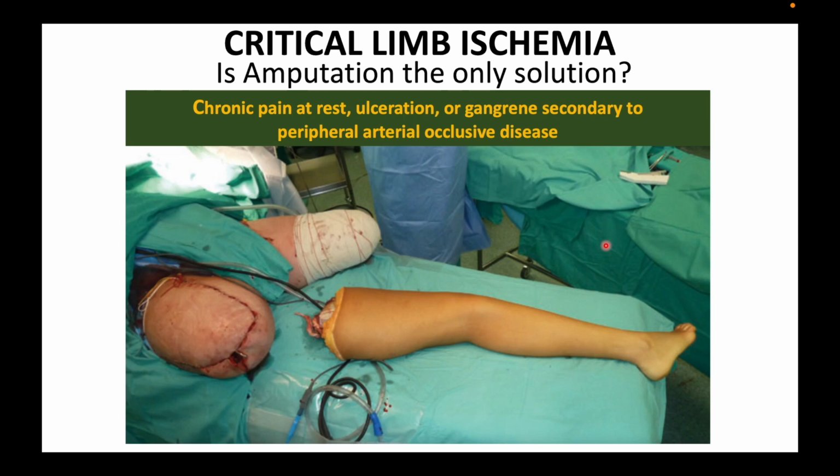So critical limb ischemia, which is defined by the presence of chronic pain at rest, ulceration or gangrene secondary to peripheral arterial occlusive disease. Is amputation the only solution? No. This is a very painful condition, and we must do something early on for these patients. And as I said, the more revascularization we can do, we can either prevent amputation completely, or we can take the level of amputation as low in the limb as possible.